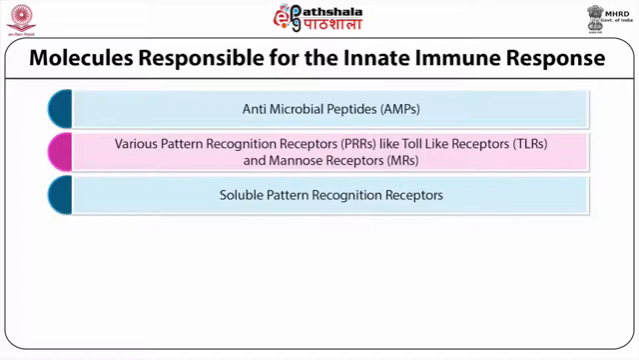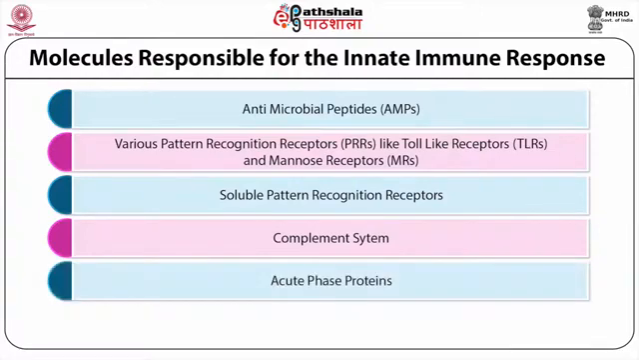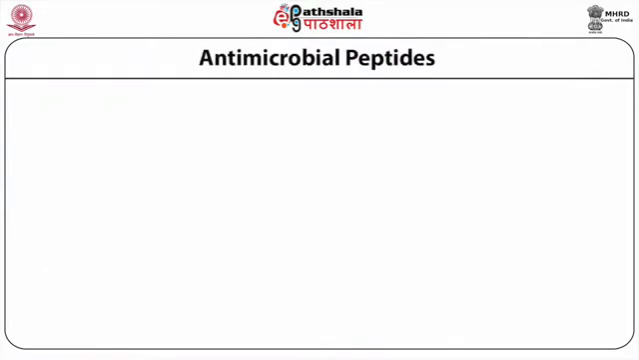Included in these soluble molecules which participate in the innate immune response, we have a very important system called the complement system. Then there is a set of proteins called acute phase proteins, and finally last but not least, we have cytokines. First of all, let us look at the antimicrobial peptides or the AMPs as these are called.